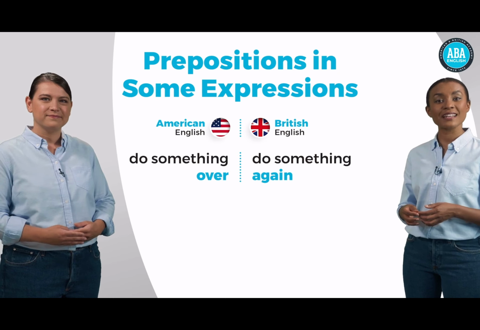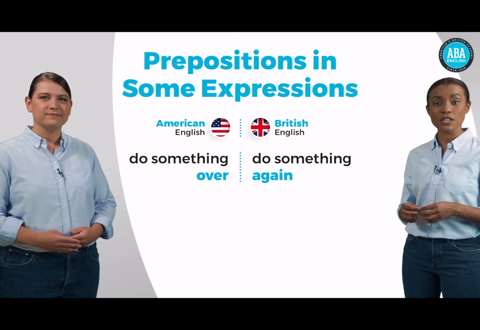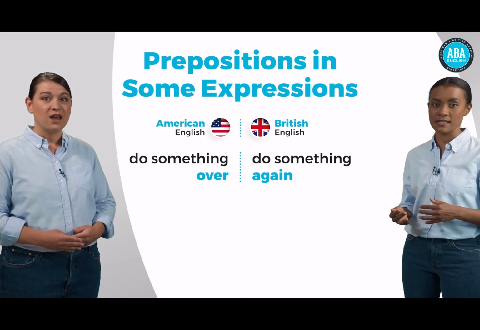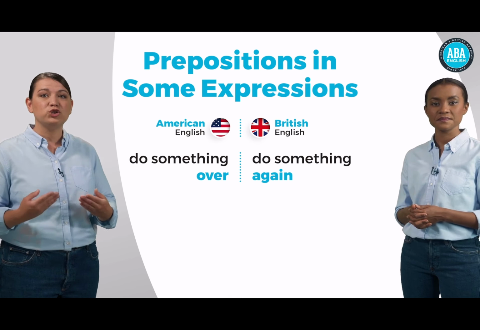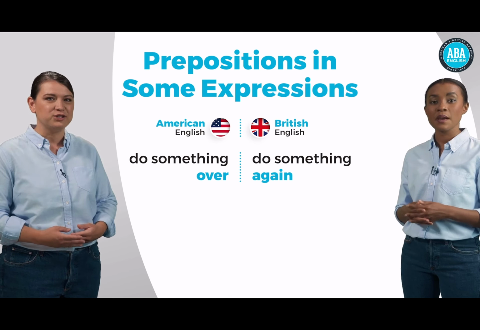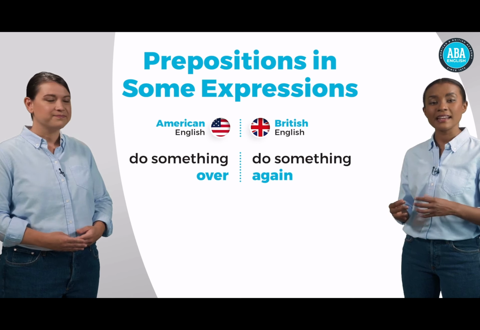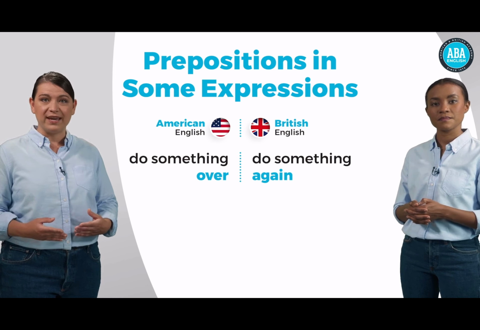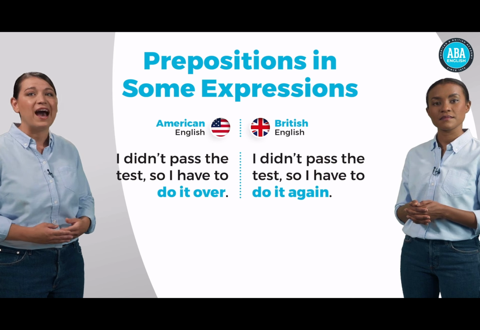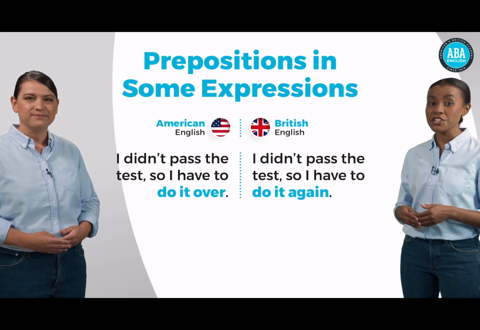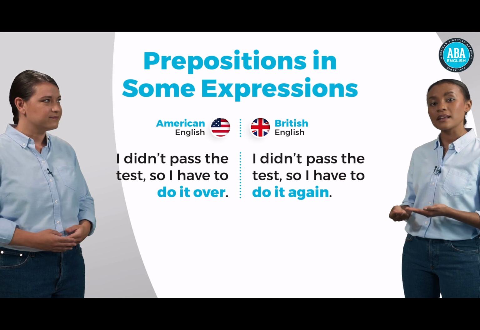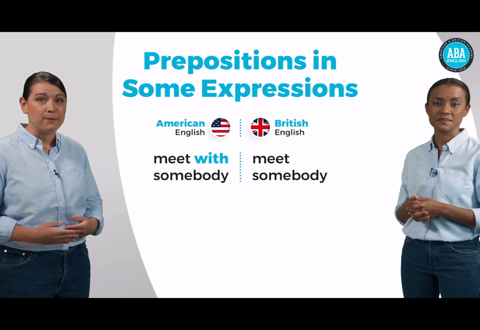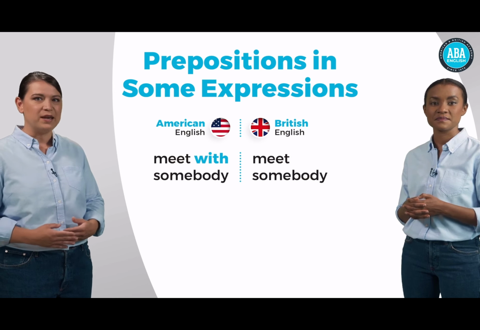When comparing British and American English, it is also important to note the difference between the use of prepositions in some expressions. For example, the expression do something over is American English. But do something again is British English. Used in a full sentence in American English would be, I didn't pass the test, so I have to do it over. But in British English, it would be, I didn't pass the test, so I have to do it again.